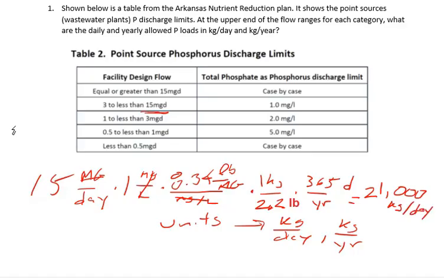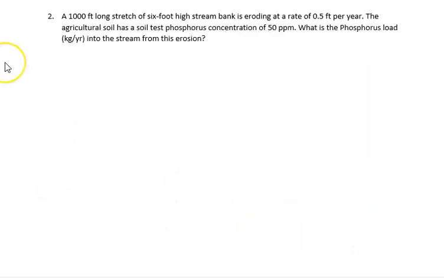So do that for the other two as well. Again, mine looks a lot neater in a spreadsheet than it does here, but I'll move on to the next problem. A 1,000-foot long stretch of stream bank eroding at 0.5 feet per year. And this is like an actual calculation. I did talk with Matt Van Epps of Arkansas, and I've seen him present his stuff a few times, but this is kind of one they actually do.